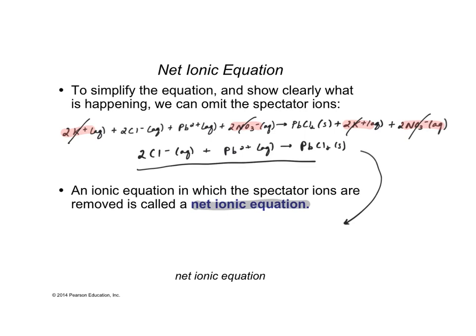So all spectators are removed, and that's what it says right above it. The net ionic equation here is again just the 2Cl- reacting with the Pb2+, going to make our new molecule, our solid lead chloride. Net ionic equation.